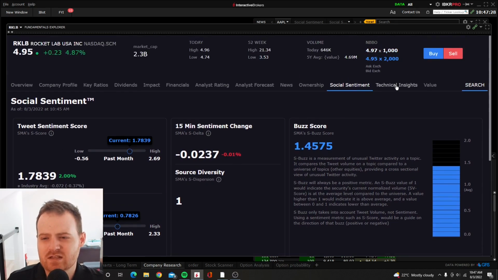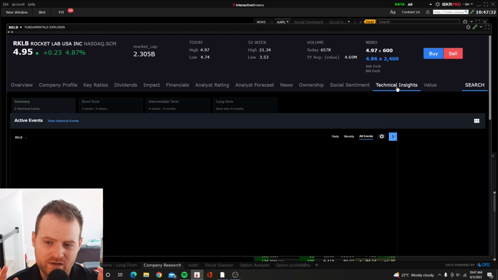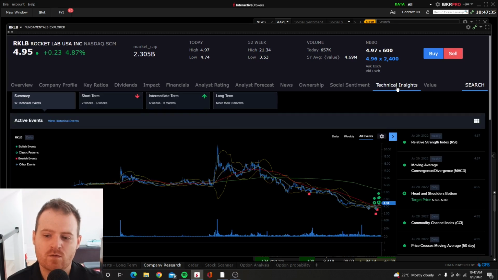Also like to see technical insights. So this software will analyze the chart and look for any technical indicators that may be showing. Of course, you can do this manually.